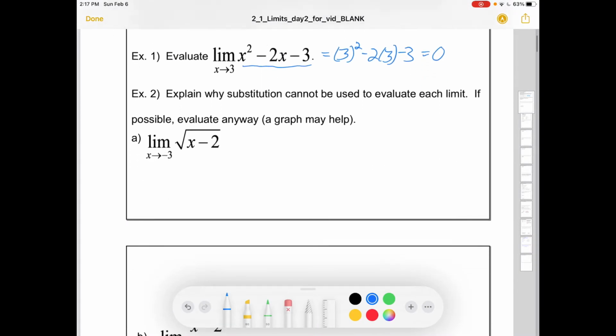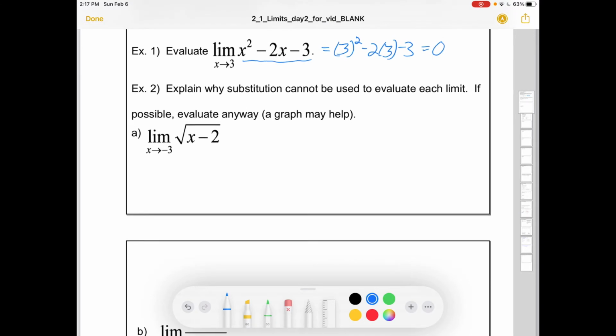But sometimes you can't sub in. And the question is, do we give up or do we try something else? So explain why substitution can't be used to evaluate each limit. If possible, evaluate anyway. A graph may help. So in this one over here, well, first of all, let's try and sub in. We'd get square root of negative 3 minus 2, or root negative 5, which is undefined in the real number system, and we're going to work in the real number system.